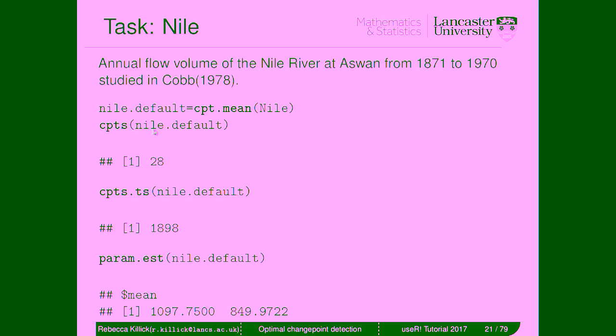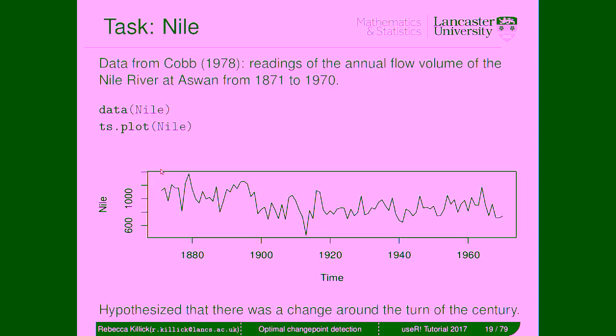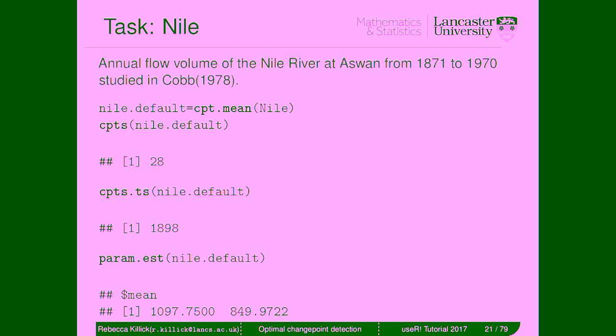I then do cpts to get the change points out, but you'll notice that gives a time point of 28 when the original data is in years. So when you're putting a time series object into cpt.mean, it does retain all of the time series information, and so you can do cpts.ts, which is the time series. So cpts gives almost like the index, and then cpts.ts gives you the time series value, which is 1898.